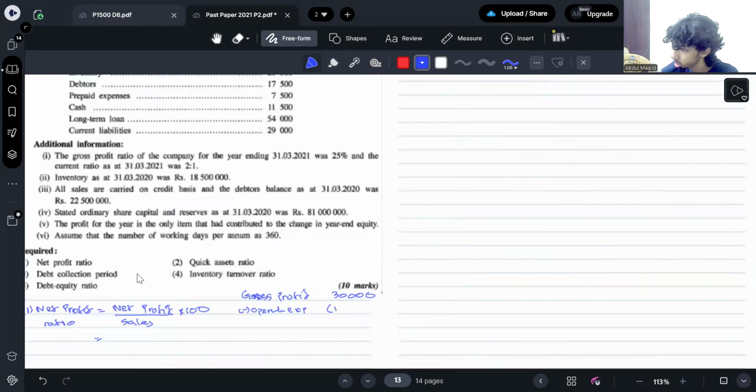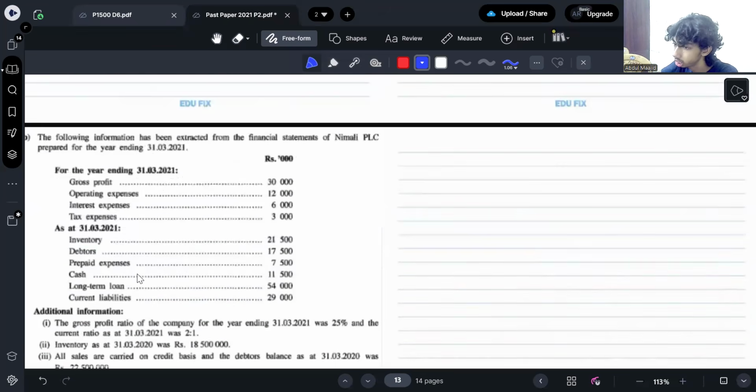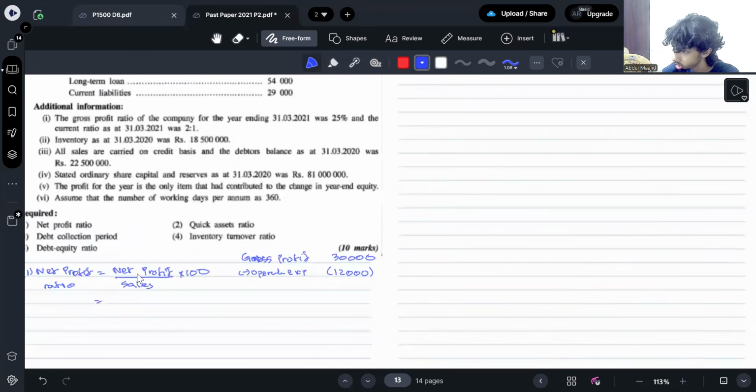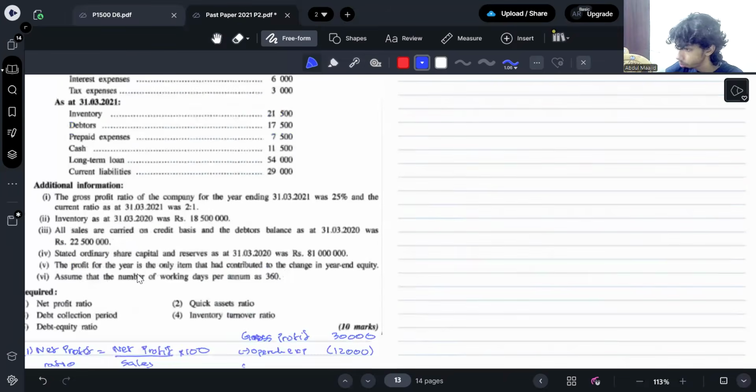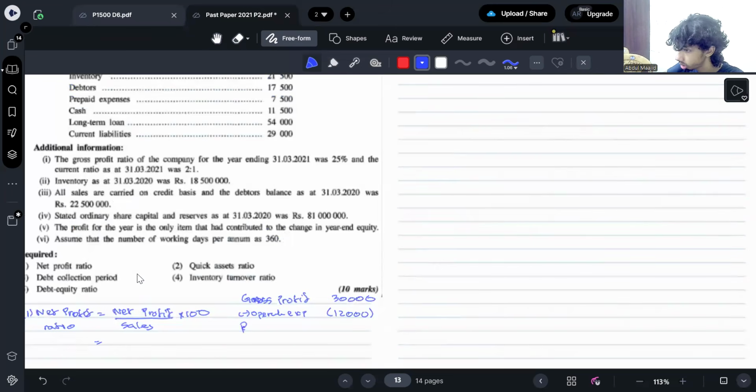12,000. Then you have to deduct interest expense. Now this gross profit minus operating expense is called profit before interest and tax, PBIT. Okay, you can have it there, not required. 30 minus 12, 18,000. So you can just directly deduct the interest also after that.